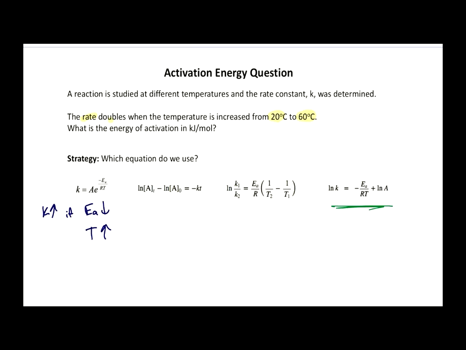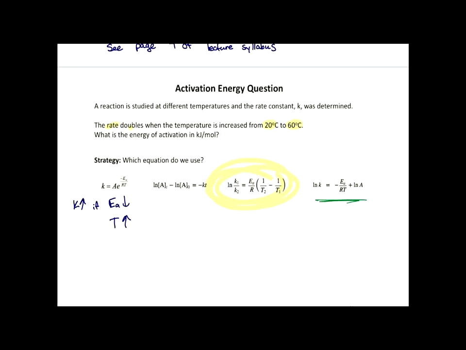Which equation do we use? We use this third equation, because this is the equation that compares two temperatures to two rate constants. We could use this equation, but we would have to do a system of equations, and it would be a lot harder. Just use the equation that already has two temperatures, two rate constants. So we just need to do a little bit of reading comprehension here.